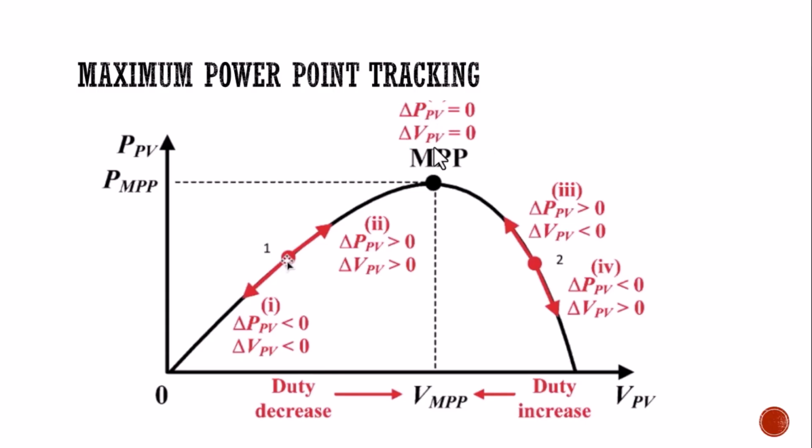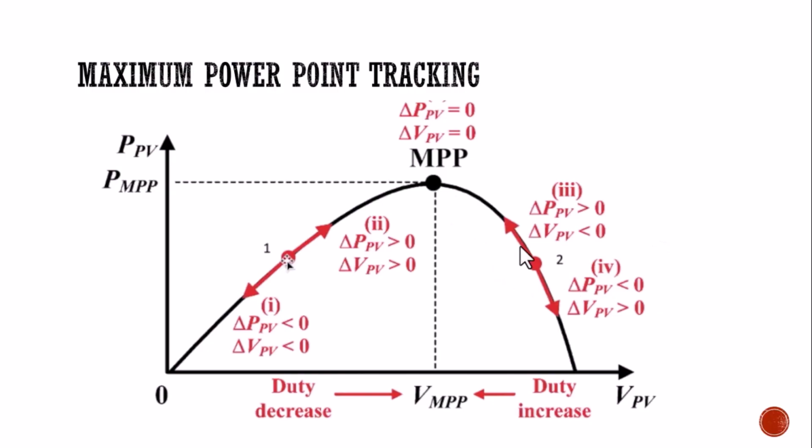Region 2. Here, both delta P and delta V are positive. The system is still on the left side of the MPP, but the perturbation has improved power output. This tells the controller that it is moving in the correct direction, so the duty cycle is again decreased to continue approaching the peak. At the top center of the curve, the derivative dP/dV becomes 0. This is the exact maximum power point, where any small change in voltage does not produce any change in power.